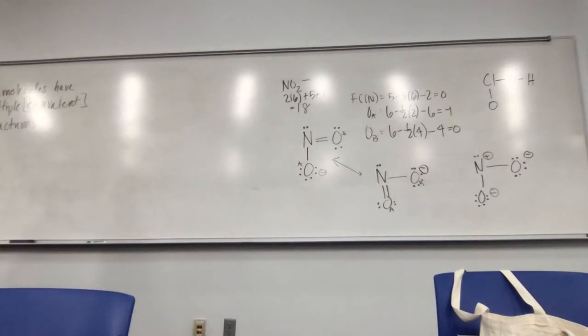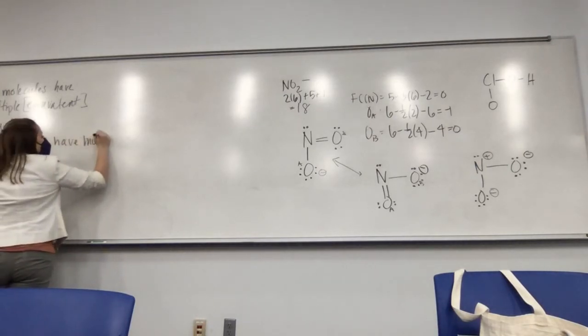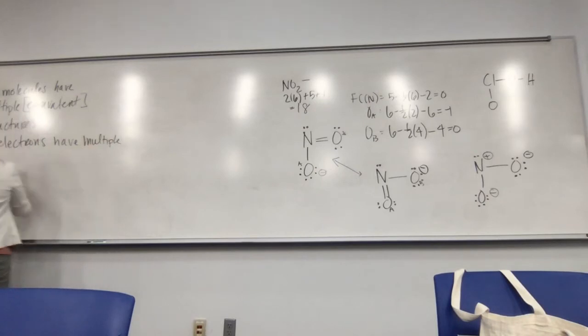In your mind, equivalent should mean that you could rotate the structure and get the same thing. If you can't rotate it and get the same thing, then it's probably not a resonance structure. It's just a different structure. So resonance means something special. Resonance at heart means the electrons have multiple valid locations.